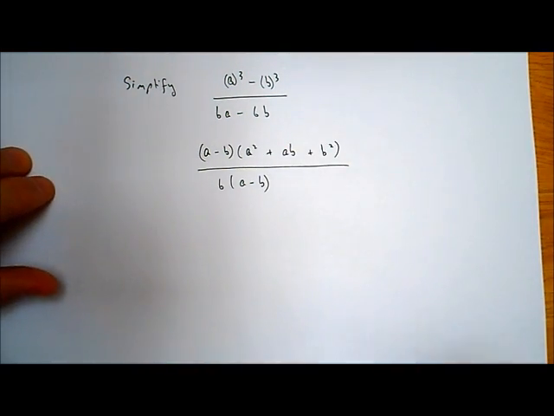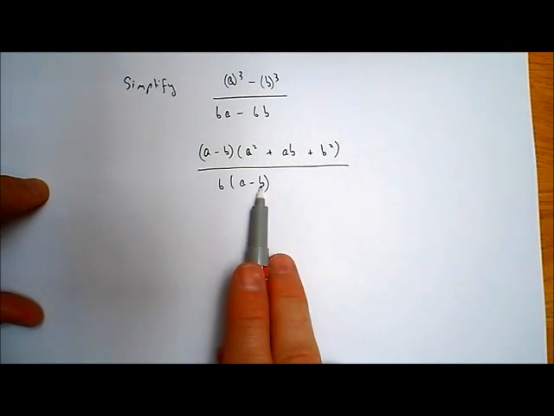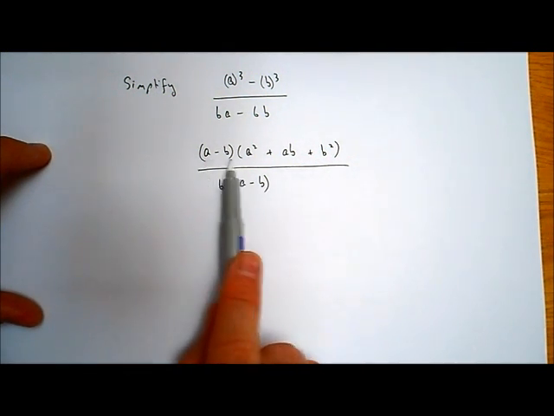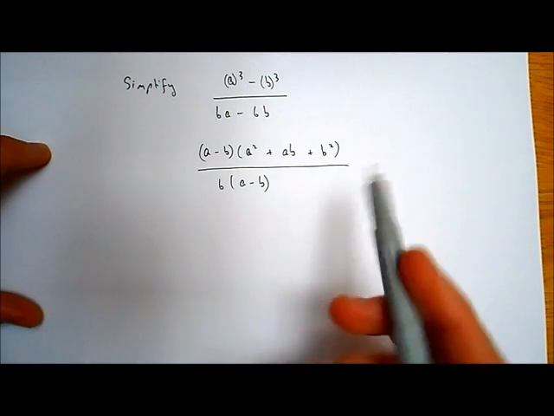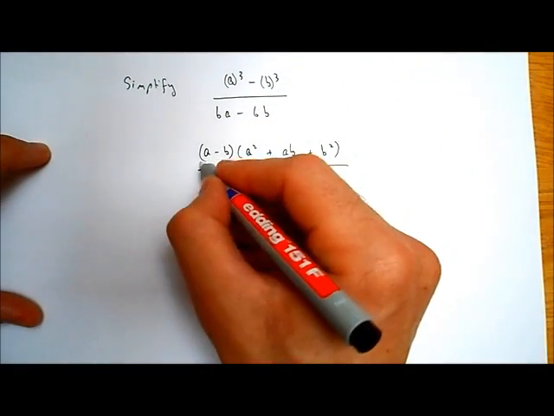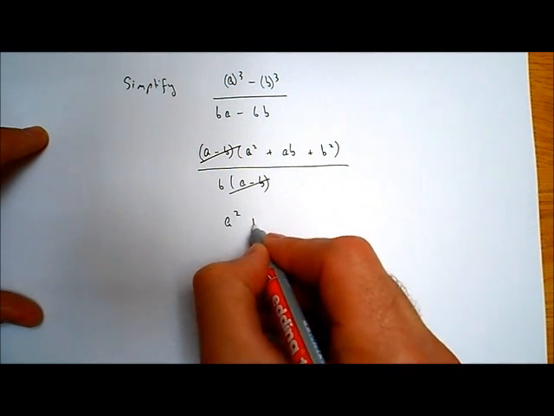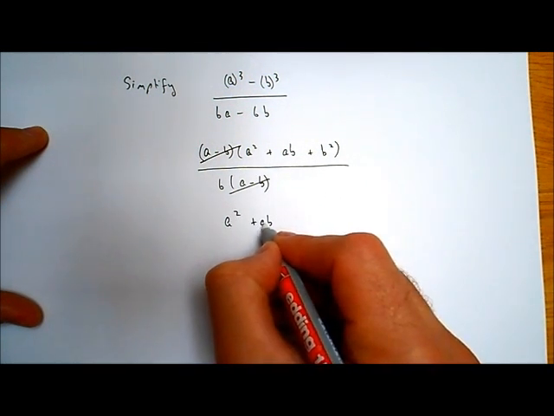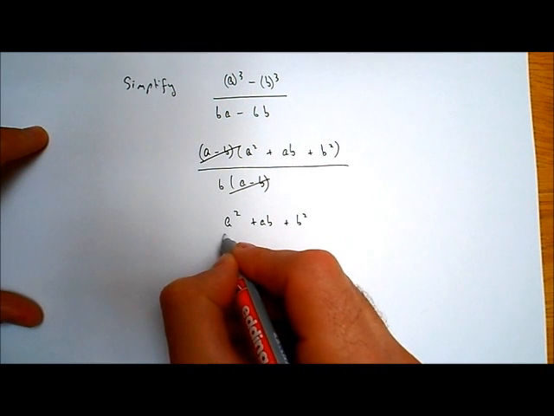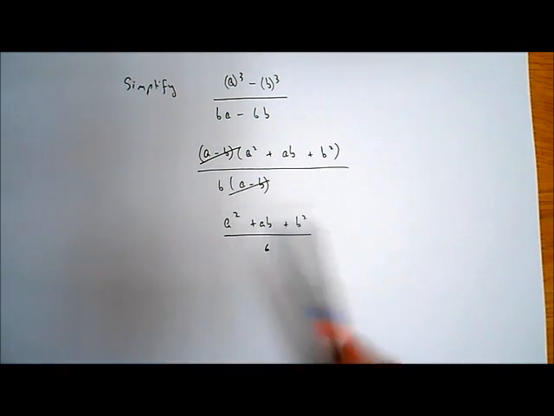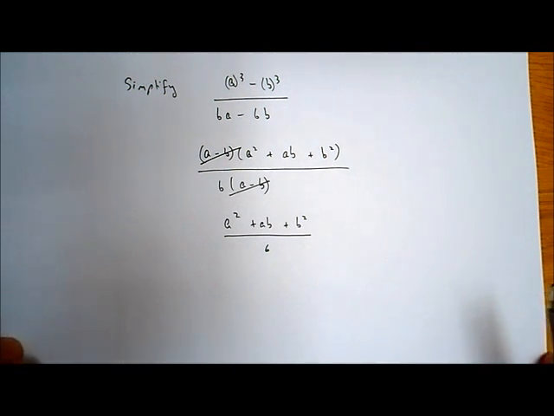And now look at the fraction between the numerator and the denominator. I've got my highest common factor is a minus b. A minus b is a factor of the top, and a minus b is a factor of everything on the bottom. So I can divide top and bottom by a minus b, and I'm left with a squared plus ab plus b squared all over 6. So I took out the highest common factor of both numerator and denominator.